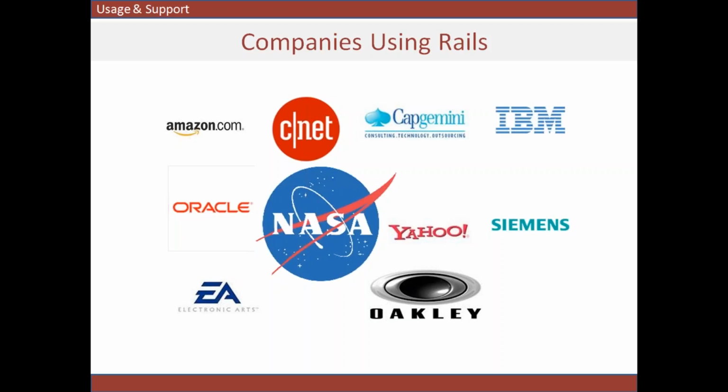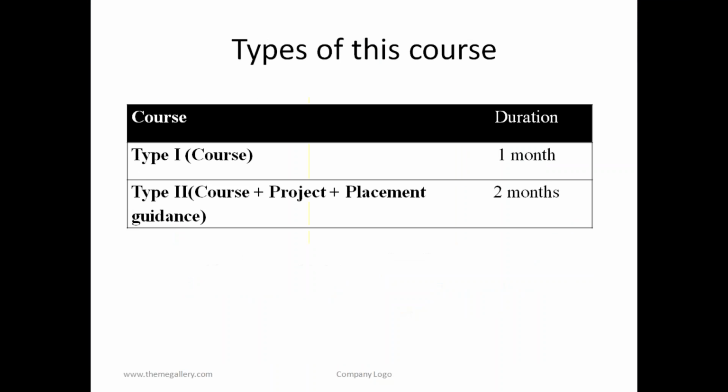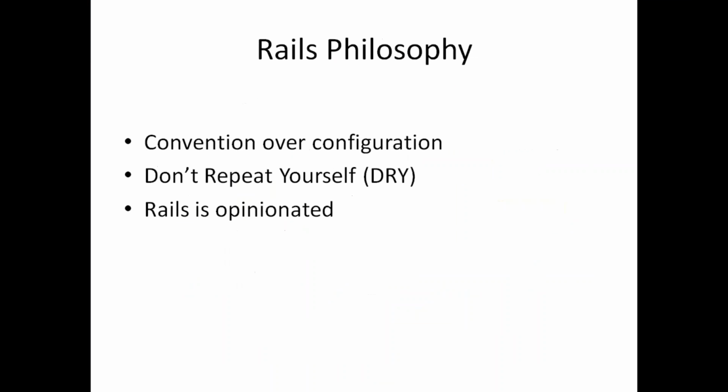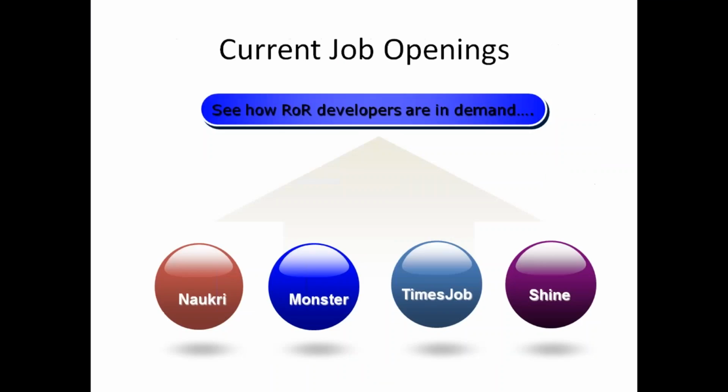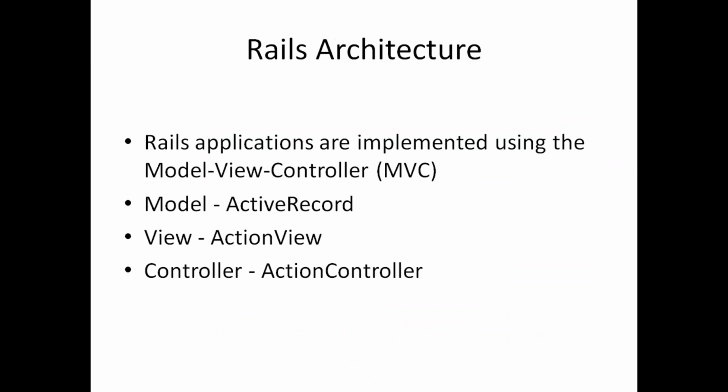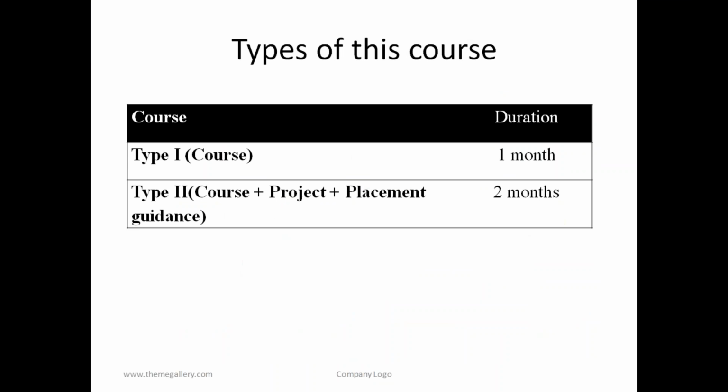Anyway, these are the highlights you need to know about the unknown sides of Ruby on Rails. In India as well, lots of companies are using Ruby on Rails, like TCS, CTS, HCL, Satyam, IBM, Accenture, but these names are not necessary for you. I'm just telling you that in India it also has high demand in the market.